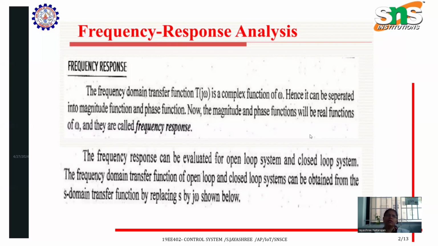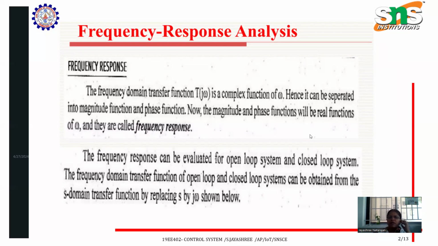Throughout this unit, we are going to find all the values in polar form. The response has some magnitude and phase values, and we are going to plot them in various types of plots. From those plots, we can determine the phase margin and gain margin, and then how to improve the phase margin and gain margin. That is also something we are going to discuss. Frequency response can be evaluated for both the open loop and the closed loop system.